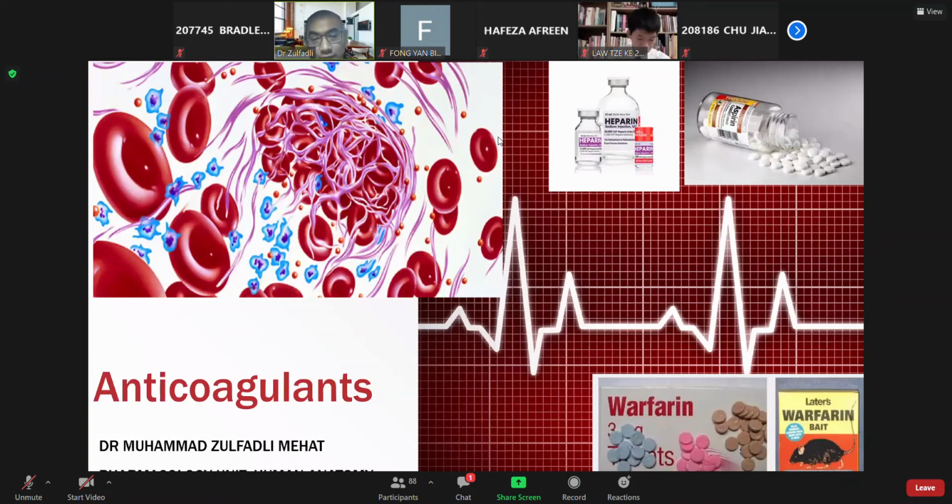To constrict the vessel, to reduce the blood flow to the open site, the wound area. They want to reduce the blood flow to reduce the bleeding. Our body will trigger the vasoconstriction. That's number one. Number two, activation of platelet.